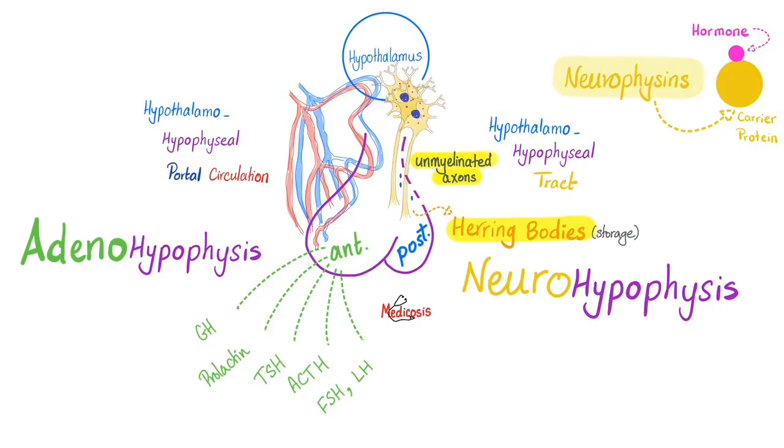Adeno means gland. It truly synthesizes these hormones from scratch. But the posterior pituitary is not a true gland. It's just a nervous pathway that is connected to the hypothalamus, and it borrows the hormones that the hypothalamus made, hence neurohypophysis. What does hypophysis mean? It means growth under the brain, because the pituitary is a growing part under your brain.